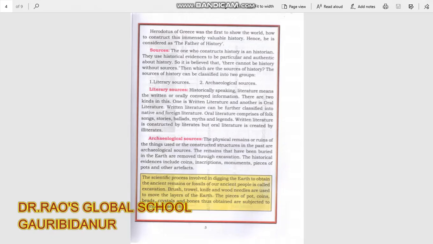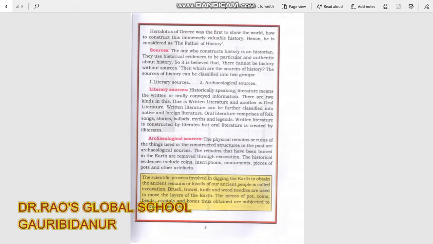The father of history is Herodotus of Greece because he was the first to show the world how to construct this immensely valuable history. So he became the father of history. Okay, what are the sources for history? Right? One who constructs history is a historian. He needs the sources. The first one is literary sources and the second one is archaeological sources.